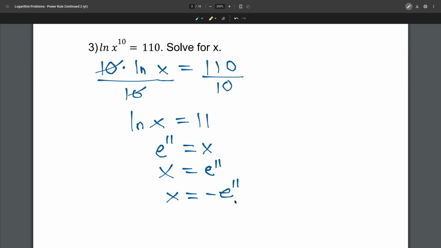And it doesn't matter if negative e is inside parentheses or you have a negative one in front, it's going to be the same thing. When I raise it to the 10th power here, both of these are going to come out positive. Okay? All right, let's look at another one.